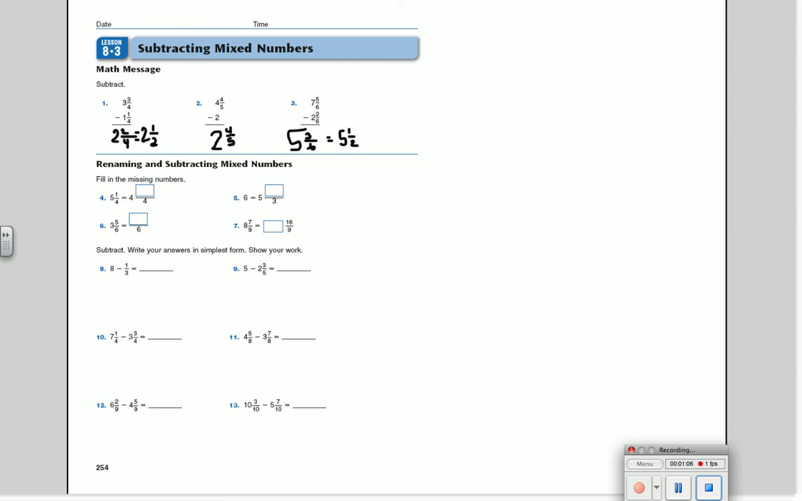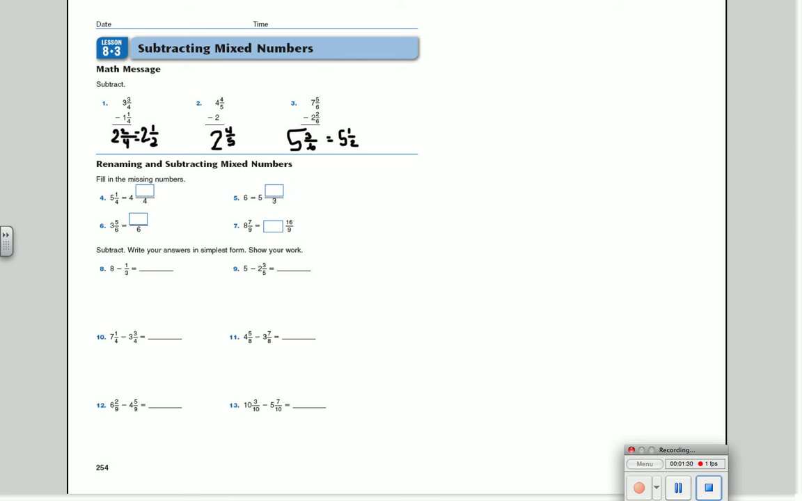Now, the next section of this page is critical for you to understand how to subtract the fractions at the bottom of this page. Let me walk you through it. Number 4, the directions say fill in the missing numbers. So number 4 is 5 1/4 equals 4 and how many fourths?